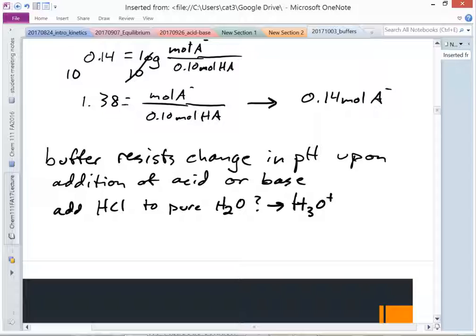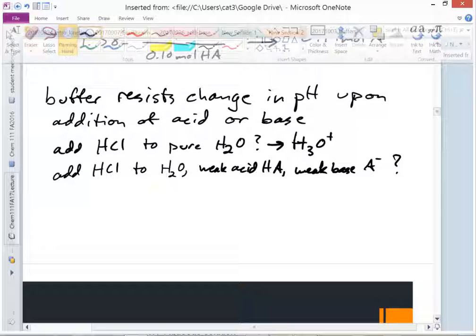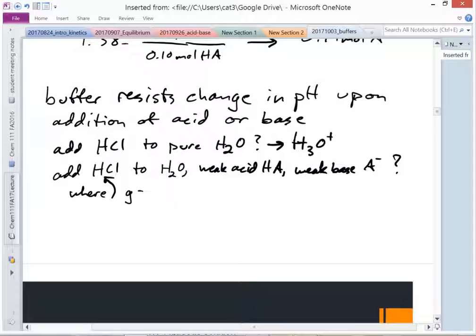Okay. But if I have a solution of water, weak acid HA, and weak base A minus, HCl is going to react. Where does that proton go? That's right. Some to H2O to make hydronium, which changes the pH, and some to A minus, which becomes HA. And it changes the ratio of HA to A minus, but does not in and of itself affect the pH.